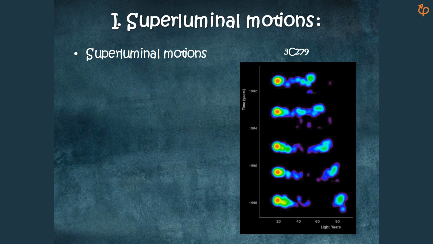How many light years did it pass? What was the distance that it covered within 6 years? 20 light years. But a light year is the distance that a photon travels within 1 year. So how come within 6 years this blob covered a distance of 20 light years? It moves almost 4 times the speed of light. How can that be? This phenomenon is known as superluminal motion.